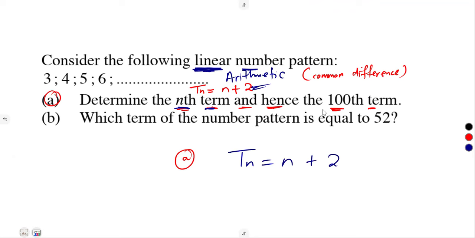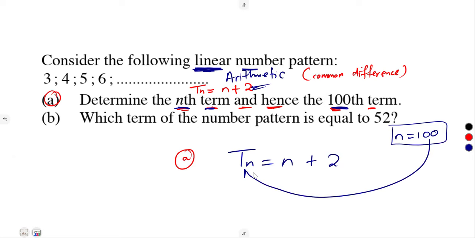Now determine T100 because n is 100. They're saying n is equivalent to 100. So in place of n, we substitute the 100. So we are calculating T100 like this. That is what it means.